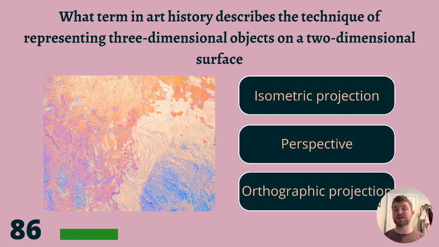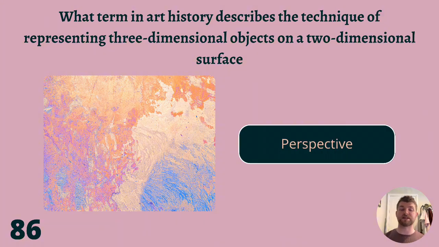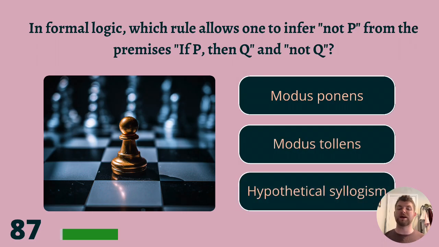86. What term in art history describes the technique of representing three-dimensional objects on a two-dimensional surface? Isometric projection, perspective, or orthographic projection? In art history, there's a term. It describes the technique of representing three-dimensional objects on a two-dimensional surface. That term is perspective.